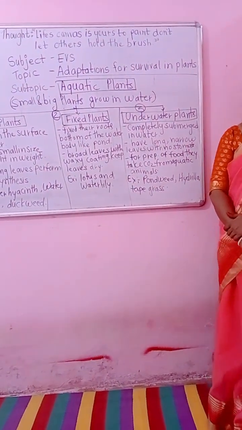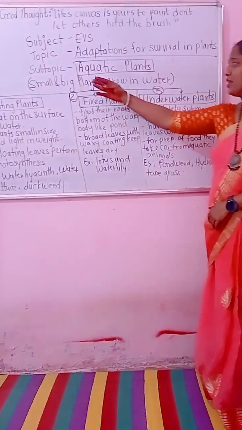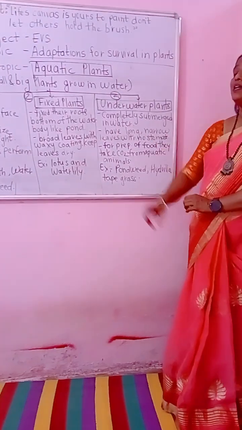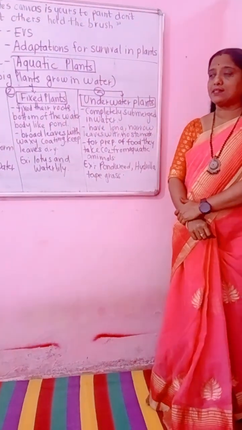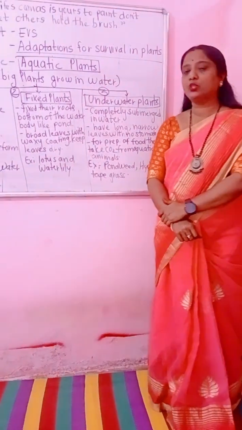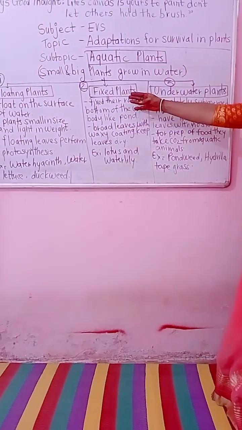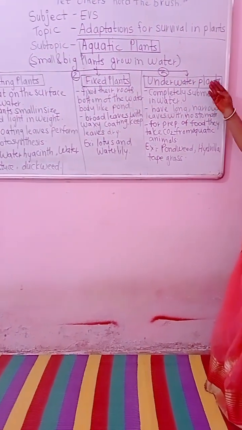Aquatic plants means what? The definition of an aquatic plant is that plants, small and big, that grow in the water are called aquatic plants. On that basis, aquatic plants are divided into three types. First is the floating plants, second is the fixed plants, and third is the underwater plants.